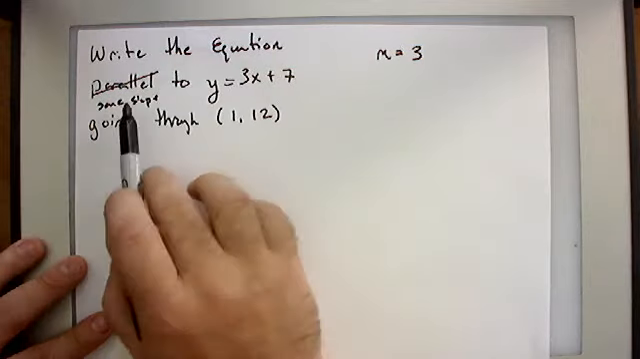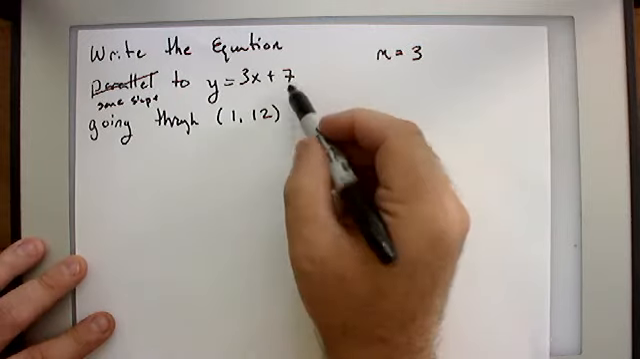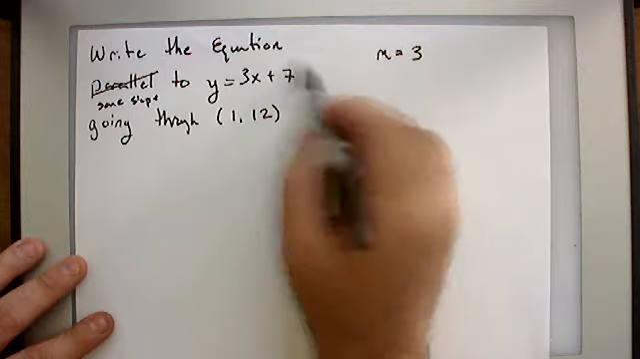Write the equation with the same slope as this. Okay, so my slope is 3. Now, is my y-intercept 7? No, because if my y-intercept was 7, then you'd have the exact same line.